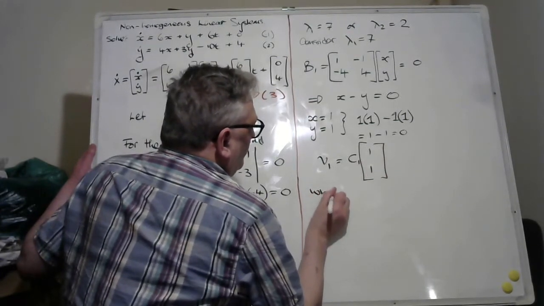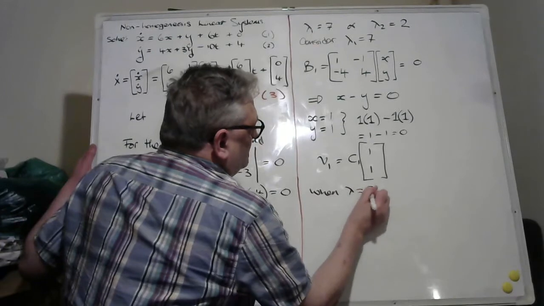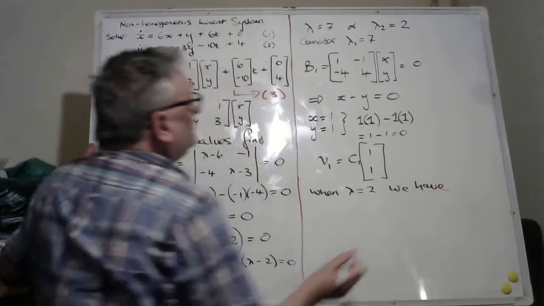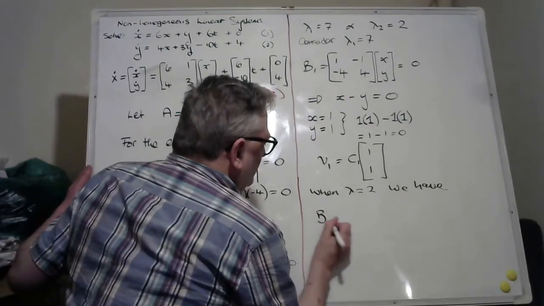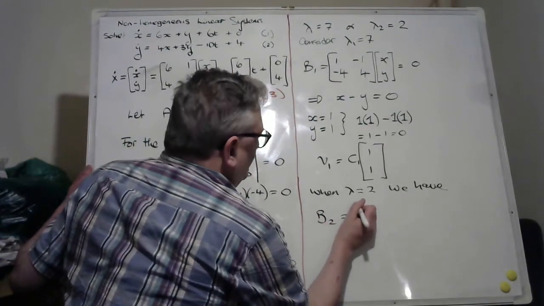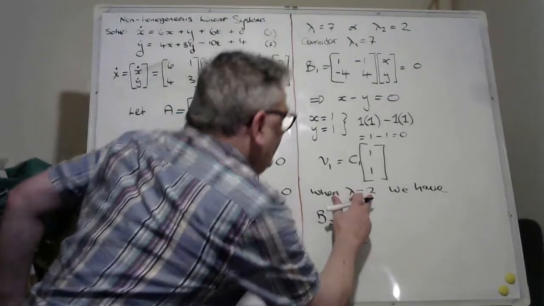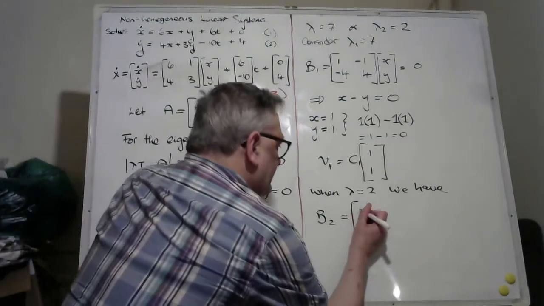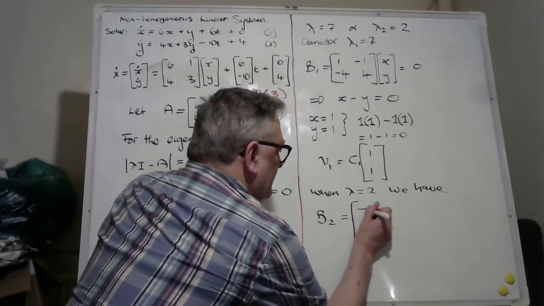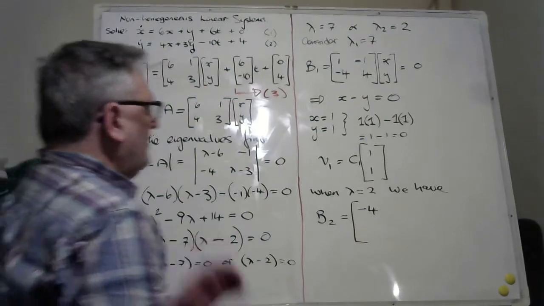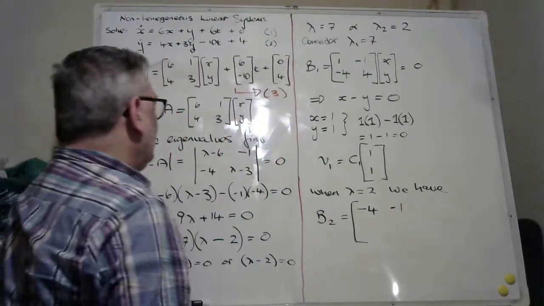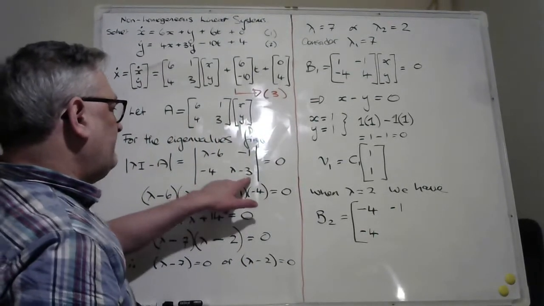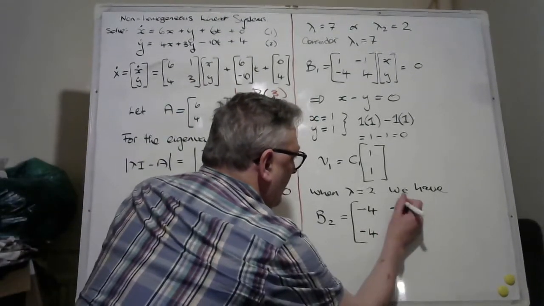When lambda is equal to 2, we have B2 equal to, well, when we substitute 2 in for here, we get 2 minus 6, which is minus 4. Then we've got a minus 1 here. That stays the same. That minus 4 stays the same. And we've got 2 minus 3, which is minus 1.